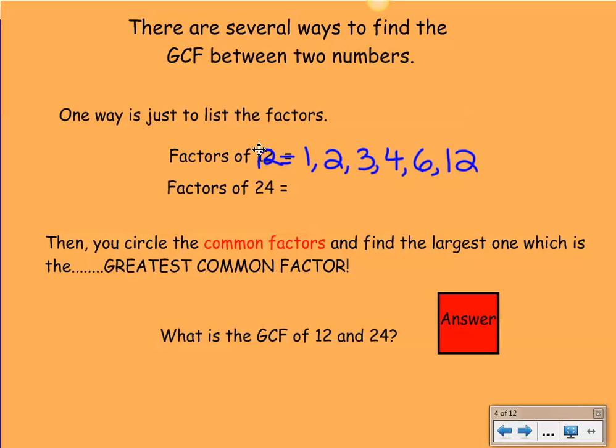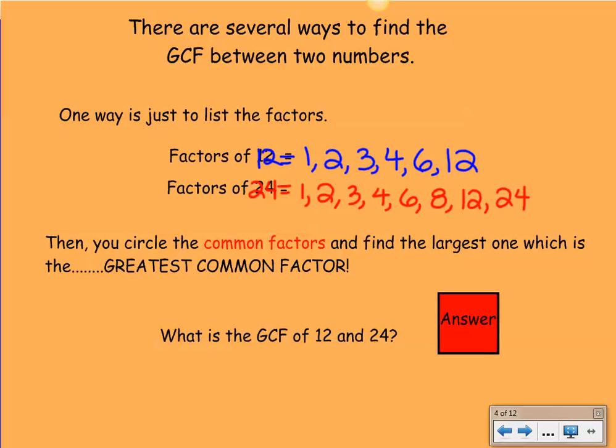Then I can think about what the factors of 24 are. So let's write down 24, and then let's write down what numbers can go into 24. Well, I know 1 can go into 24, 2 can go into 24, 3 can go into 24, 4 can go into 24, 6 can go into 24, 8 can go into 24, 12 can go into 24, and 24 can go into 24. So here are all my factors of both 12 and 24.